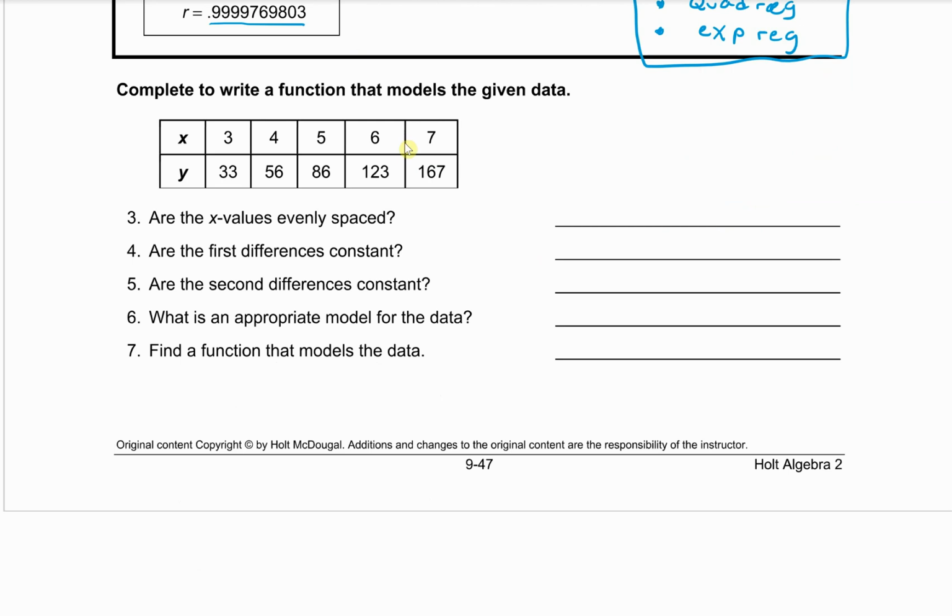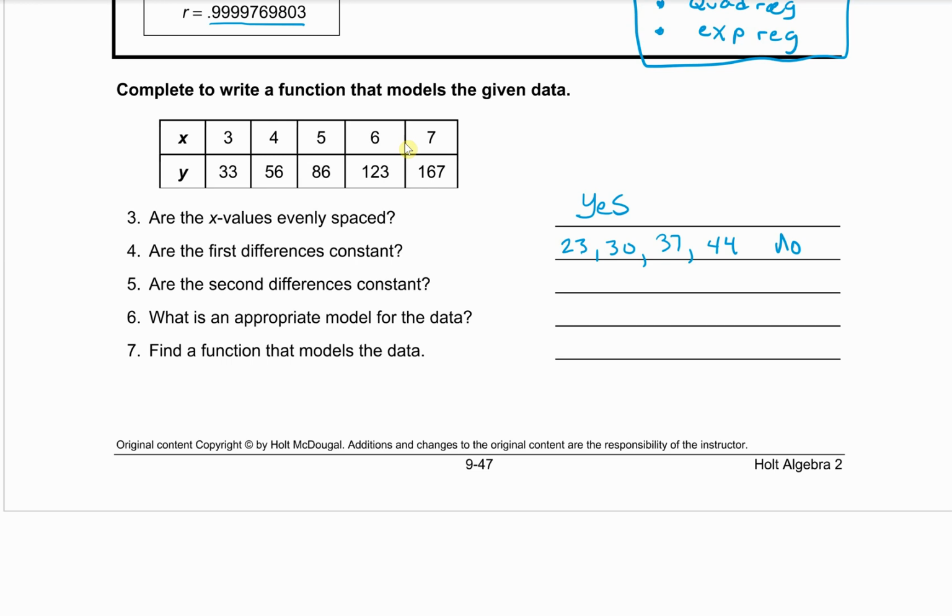All right, so first of all, are our x values evenly spaced? Yes. We're going up by 1. What about the y differences? Are they a constant? Well, let's see. 56 minus 33 is 23. 86 minus 56. All right, they're already not a constant. 30. I still need them, though, in case I need to look at other differences. So 123 minus 86, 37. And 167 minus 123, 44. Okay. Are they constant? No.